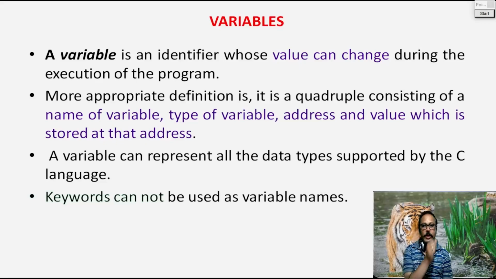A constant is an identifier whose value doesn't change during the execution of the program, whereas a variable is an identifier whose value can change during the execution of the program. A more comprehensive or more appropriate definition is: a variable is a quadruple consisting of the name of the variable, type of the variable, address, and value which is stored at that address.